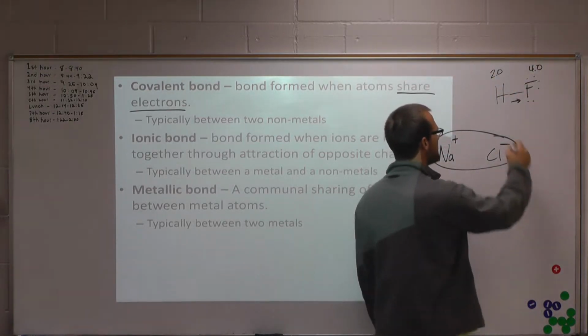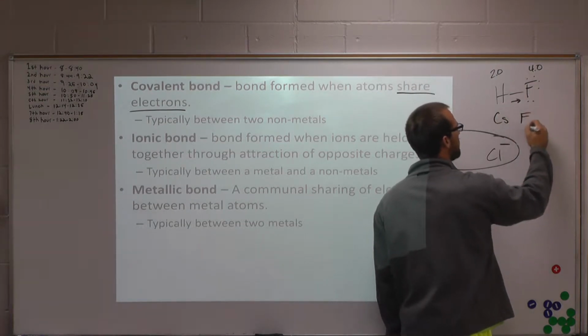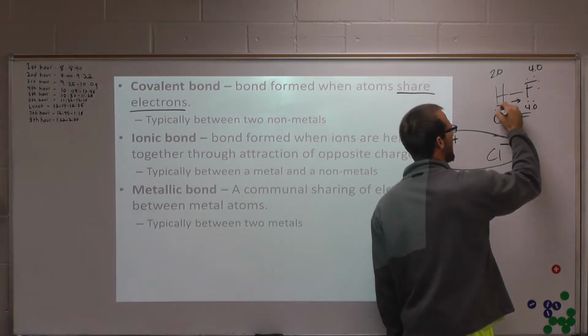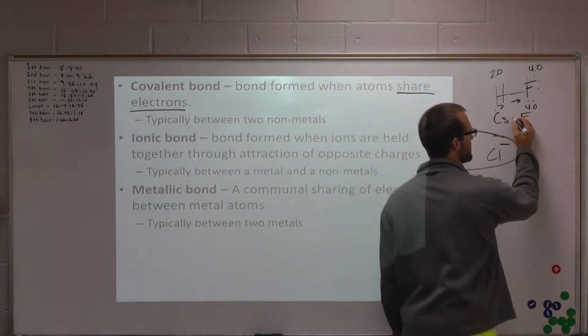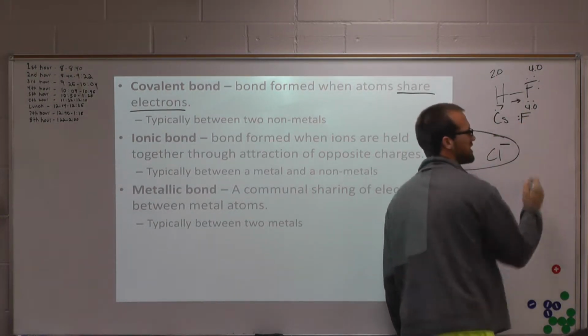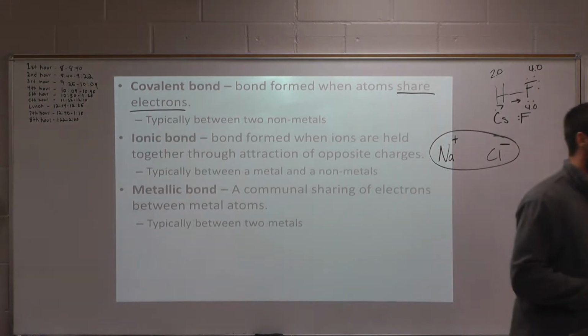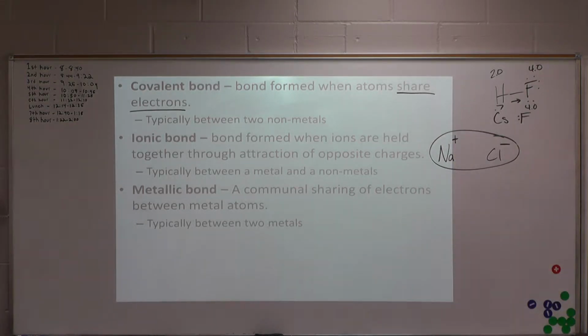But what if I had cesium with fluorine? This is 4.0, this is like 0.7. That is so strong that we pretty much say the electrons just sit over here with the fluorine instead of with the cesium. Okay, but what I'm saying is an ionic bond is just like an extremely polar covalent bond. That's really what's happening, but there's a point where we say it's so strong that we give it a different name. Does that make sense?